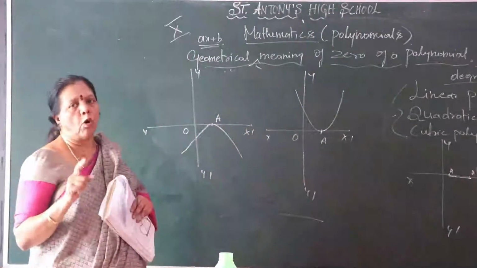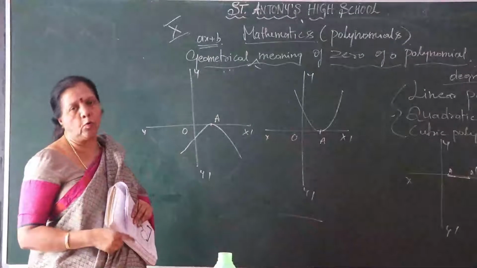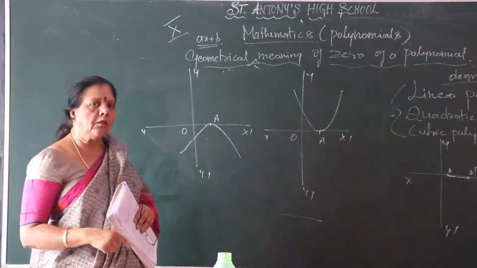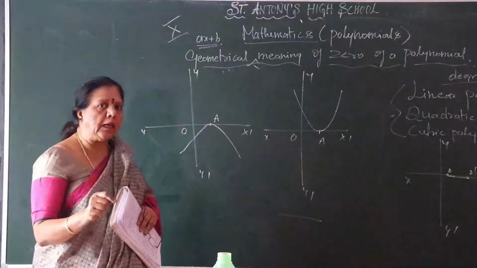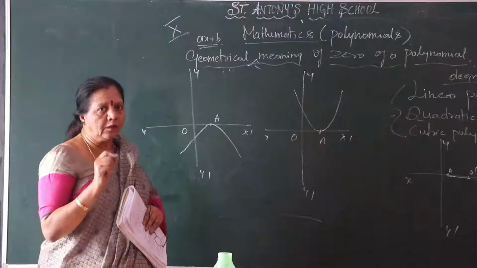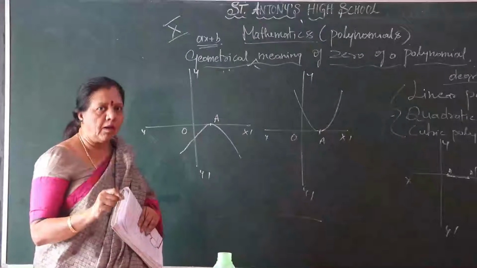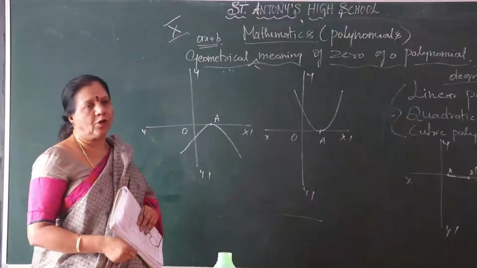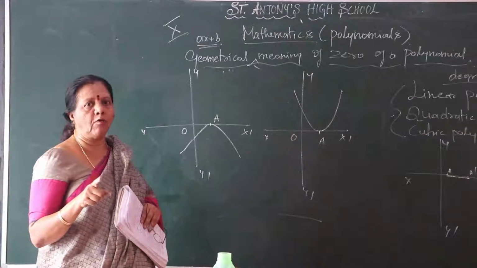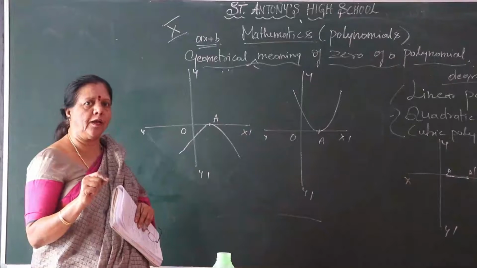This is the x-axis, this is also the x-axis. This is a quadratic polynomial. Hello children, this is a quadratic polynomial. Repeat, children, this is a quadratic polynomial. Okay, so the linear polynomial you have learned related to geometrical meaning.